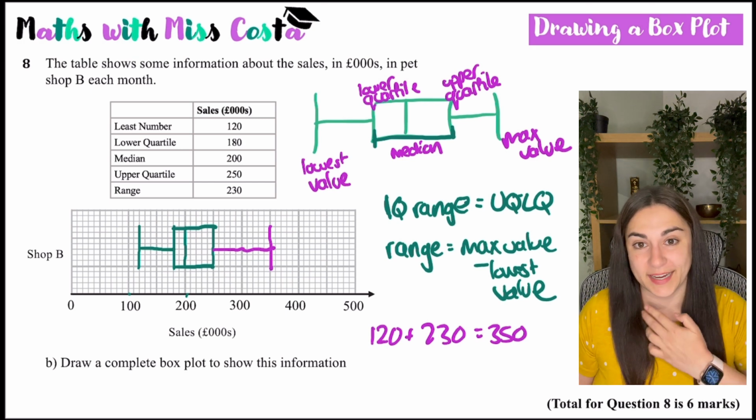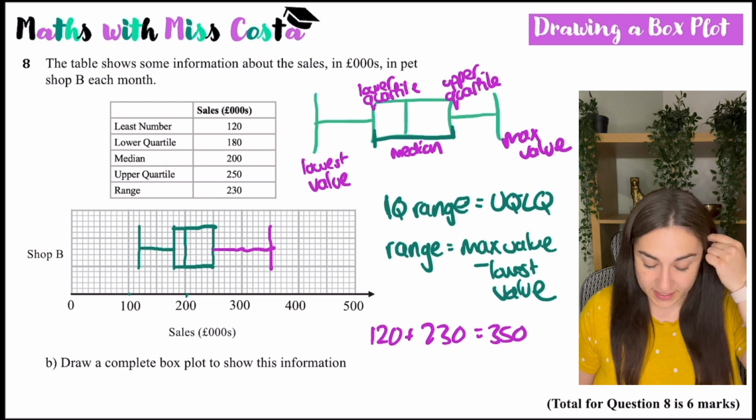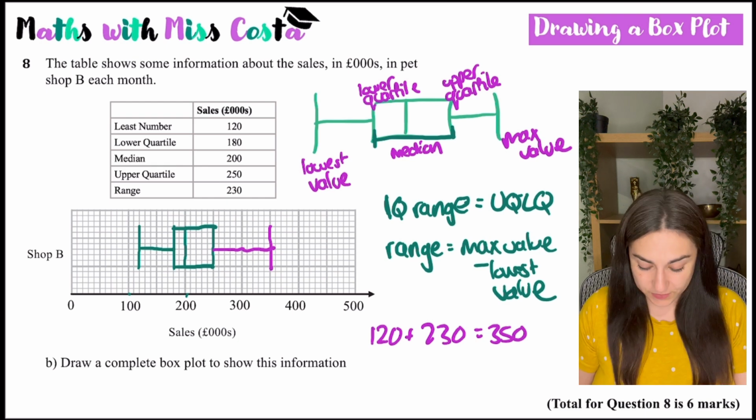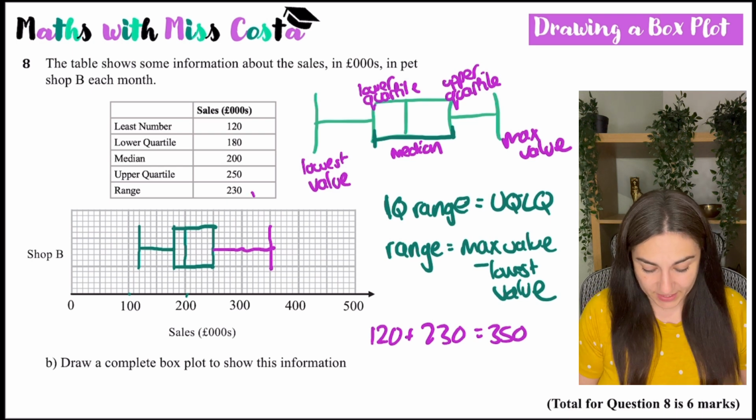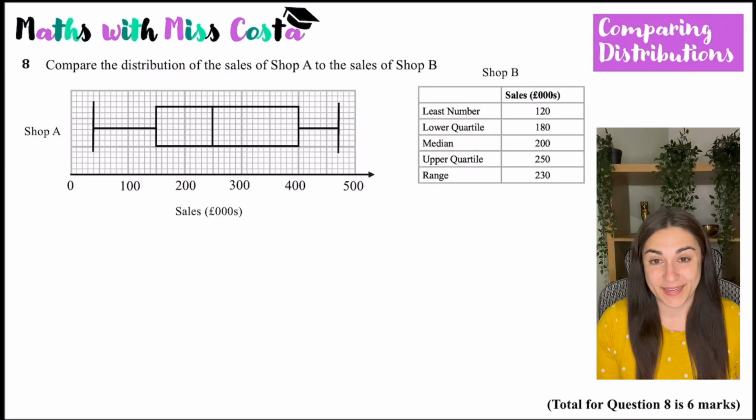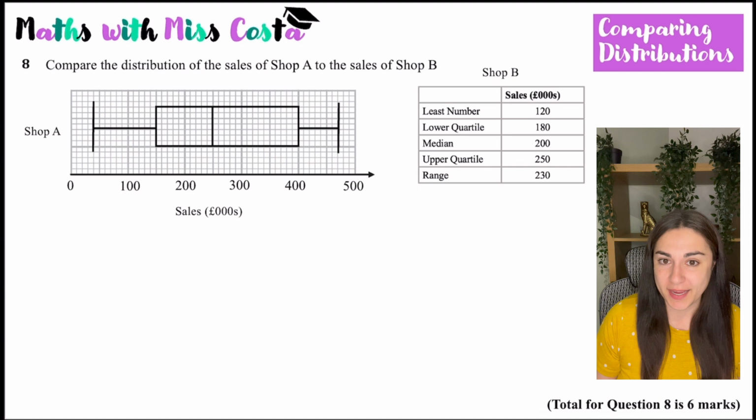You don't need to label them saying lower quartile and upper quartile and everything else, but just be mindful of the scale and double check it. Is the total range 230? Well, 350 take 120 is 230. So yep. Okay, so here I'm being asked to compare the distribution of the sales of shop A and shop B.